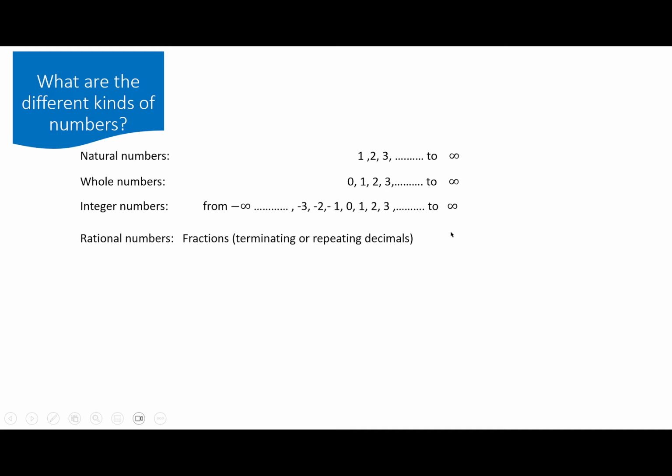Now, the rational numbers are fractions. When converted to decimal numbers, they are terminating or repeating decimals. Examples: 7 divided by 4 is 1.75. That's terminated. If you divide 5 divided by 7, you get this number, and you notice that these digits up to 5 are repeated, and so on and so forth. So we write it this way.